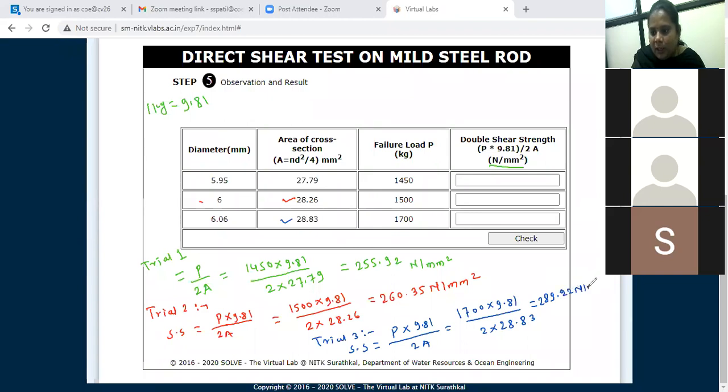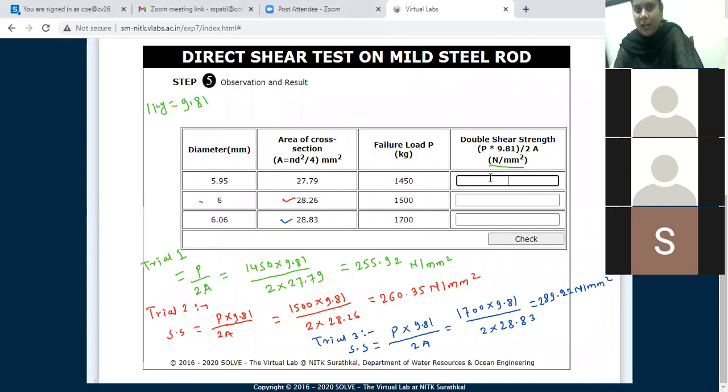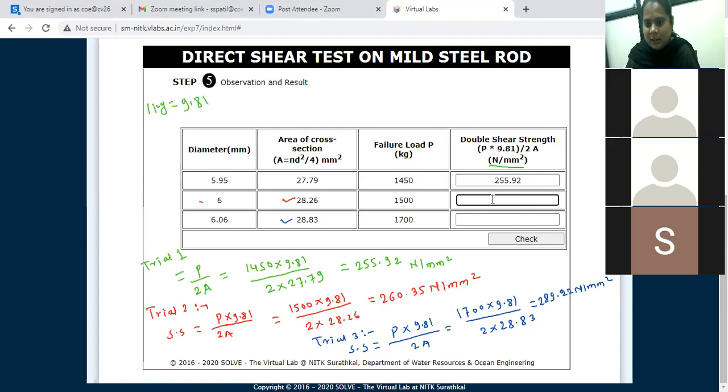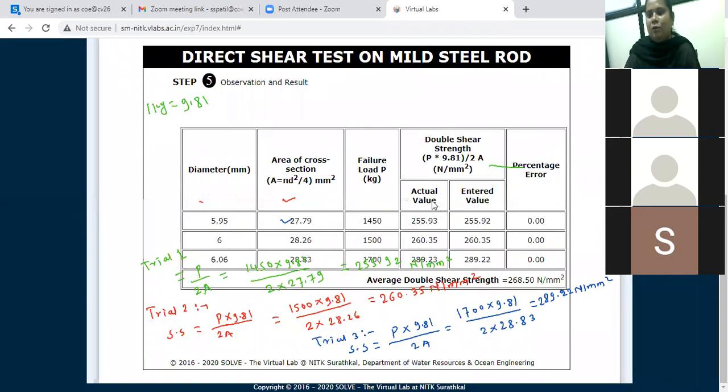289.22 Newton per mm square. I will put the input here. We will check whether our observations are correct or whether we have made any mistake. For the first trial, shear strength is 255.92. For the second trial, 260.35, and for the third trial, 289.22. We will check. Okay.